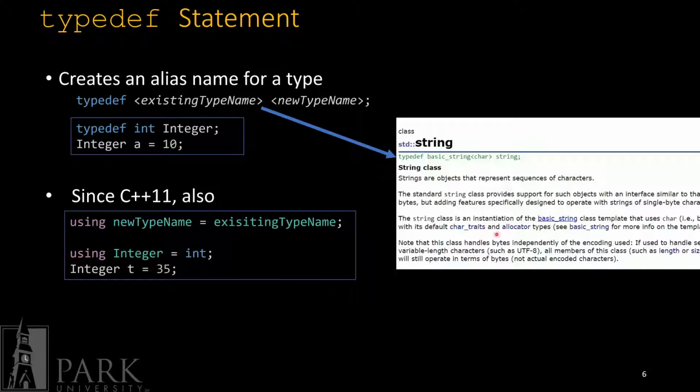So this is all in the C++ documentation. Don't worry about it too much. We're covering this because the documentation specifically says that a string is a typedef of this type right here, and so I wanted to explain what all of that means. All right.